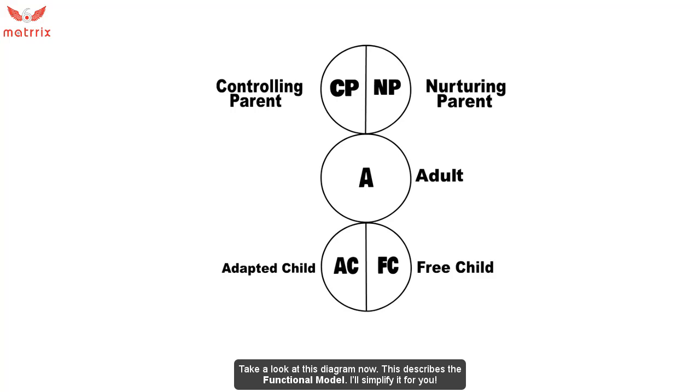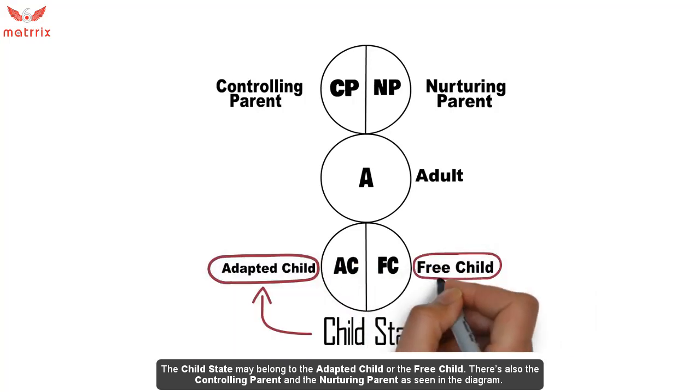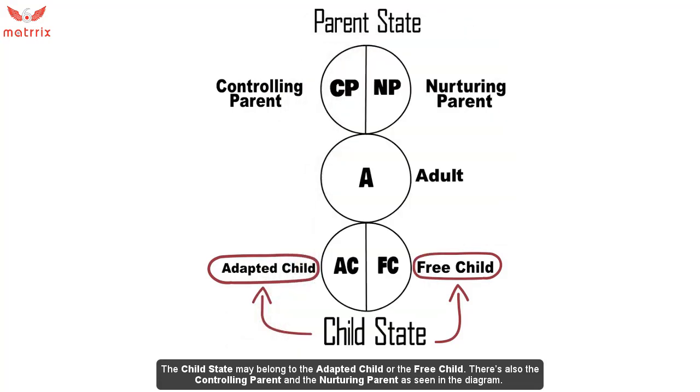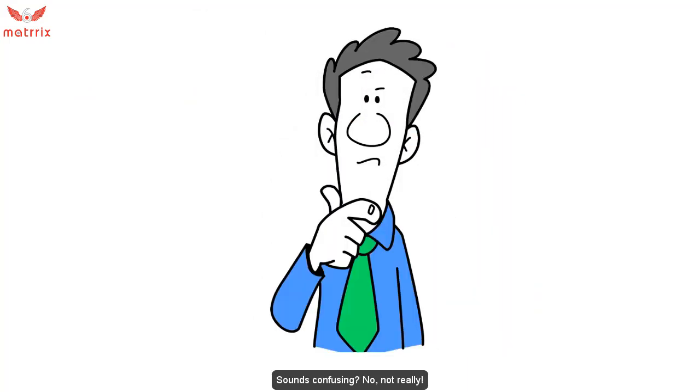Take a look at this diagram now. This describes the functional model. I'll simplify it for you. The child state may belong to the adapted child or the free child. There's also the controlling parent and the nurturing parent, as seen in the diagram. Sounds confusing? No, not really.